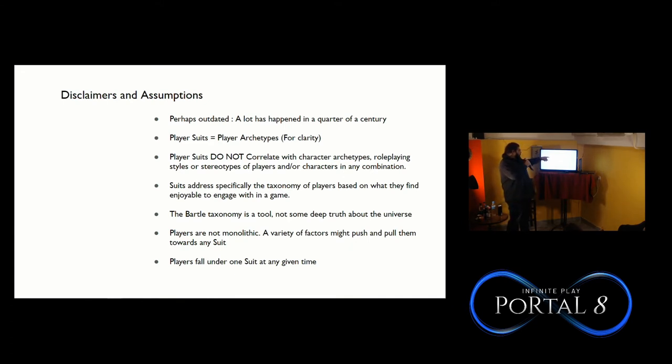If you ever hear me calling them archetypes or suits, they are the same thing. This is for clarity. Also, suits are not about characters. They are not about player stereotypes, and they are not about the combination of any kind of character that somebody is playing in a fantasy setting or a sci-fi setting. Those all don't matter. The player is the only thing that matters: how the player approaches the game in an individual way to obtain enjoyment out of it.